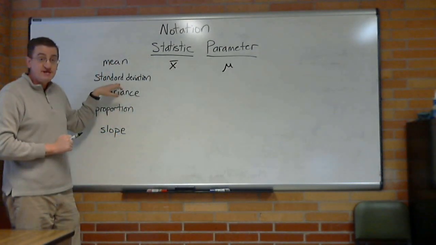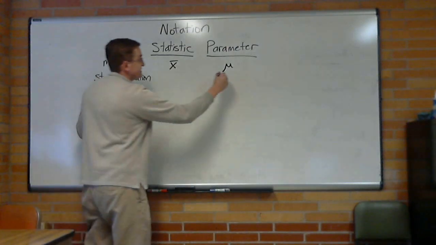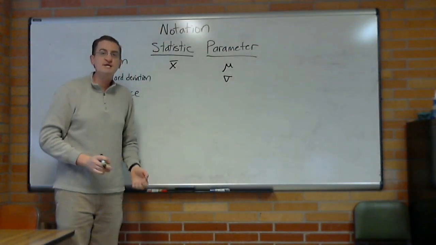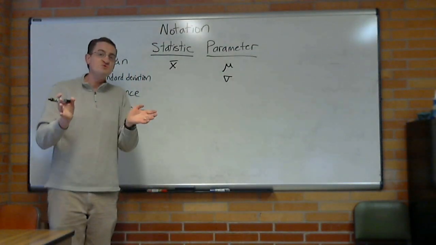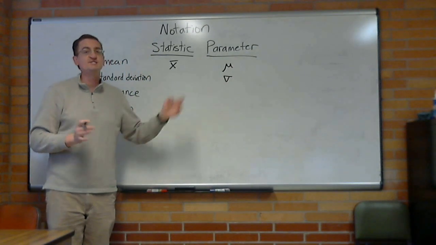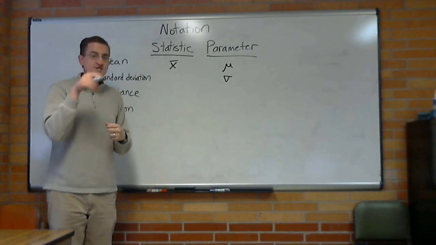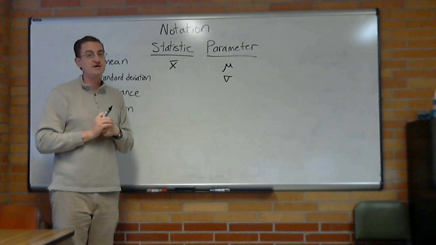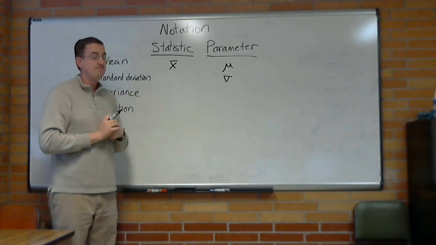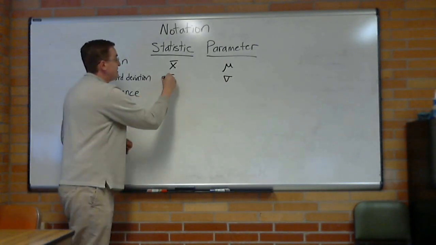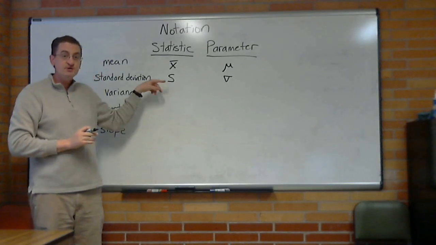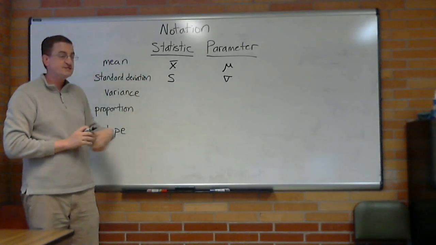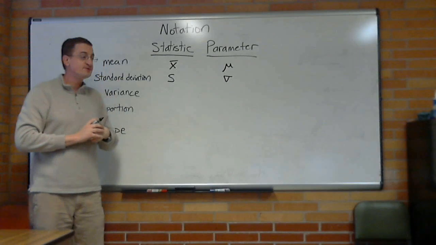For standard deviation, the parameter is sigma. That's as good as I can draw my sigmas, okay? Those of you from Greece are going to look at that and say that's a triangle, that's not a sigma. But I have done that for so long, I can't really fix it now. That's my Greek letter sigma. The statistic, we use s. So you'll see a pattern here. We use English letters for statistics and Greek letters for parameters.